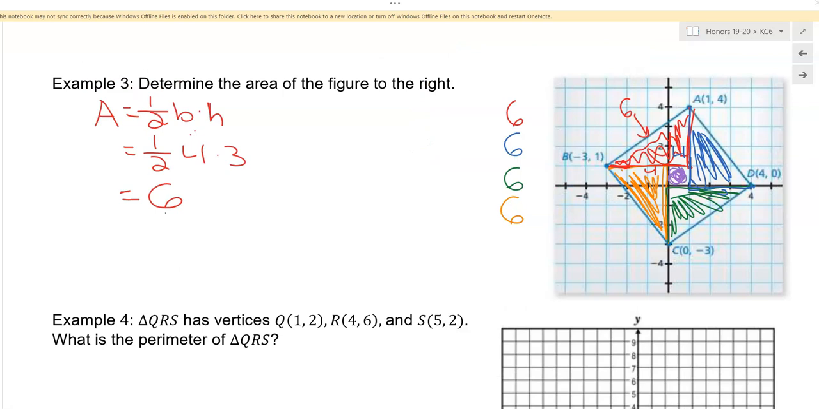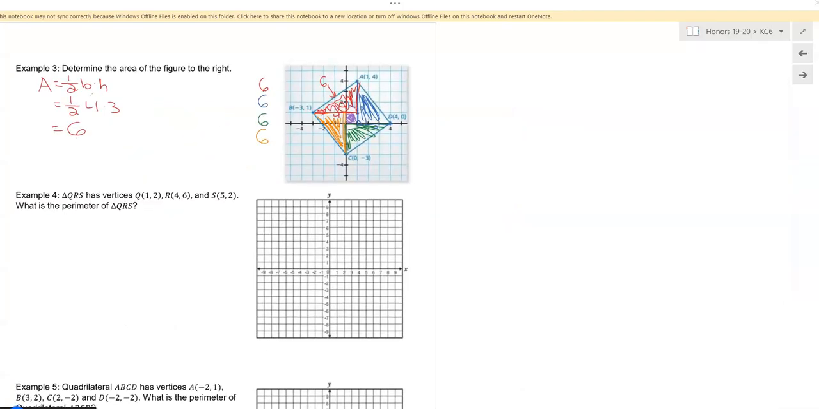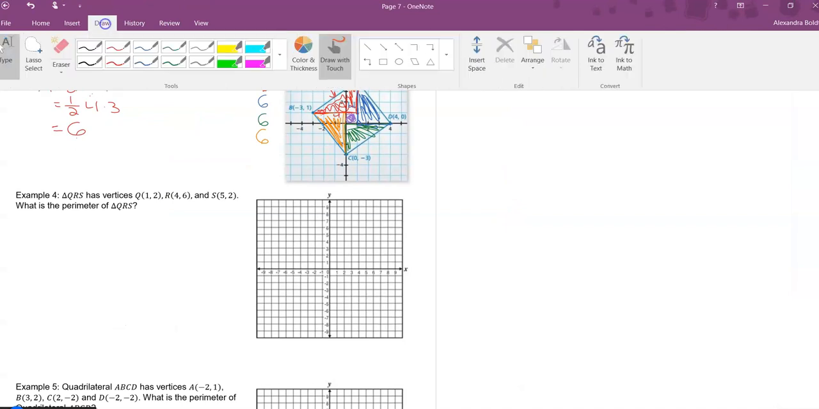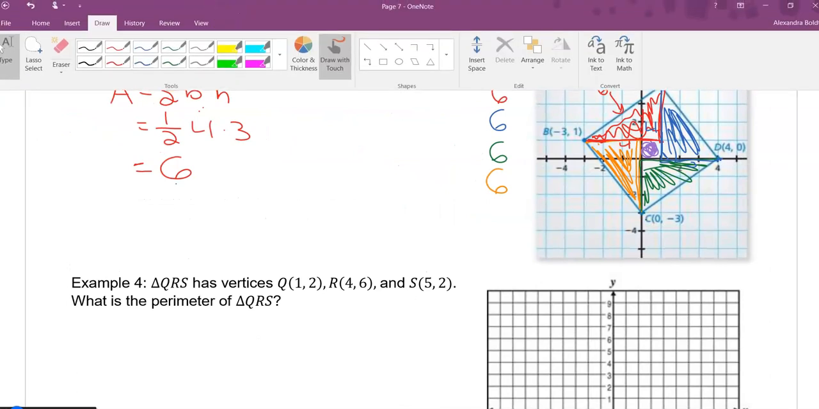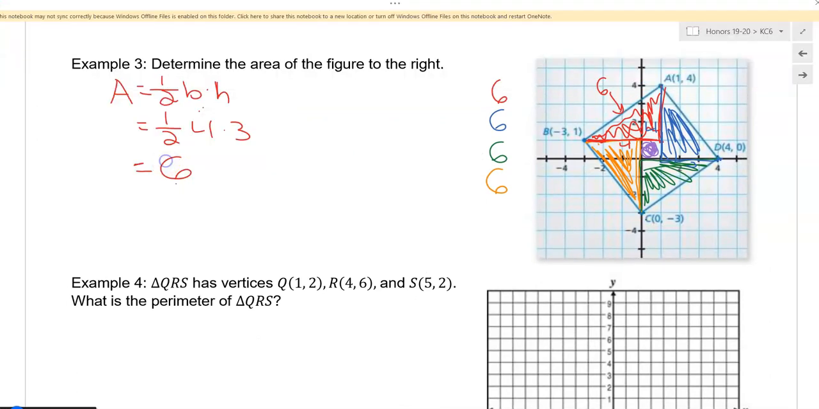Then the only piece that we have left is this purple piece. Okay, and this purple piece is a rectangle. So we'll use our formula, area equals length times width. And this is an easy one, I hope. Well, the length is 1, the width is 1, 1 times 1 is 1.